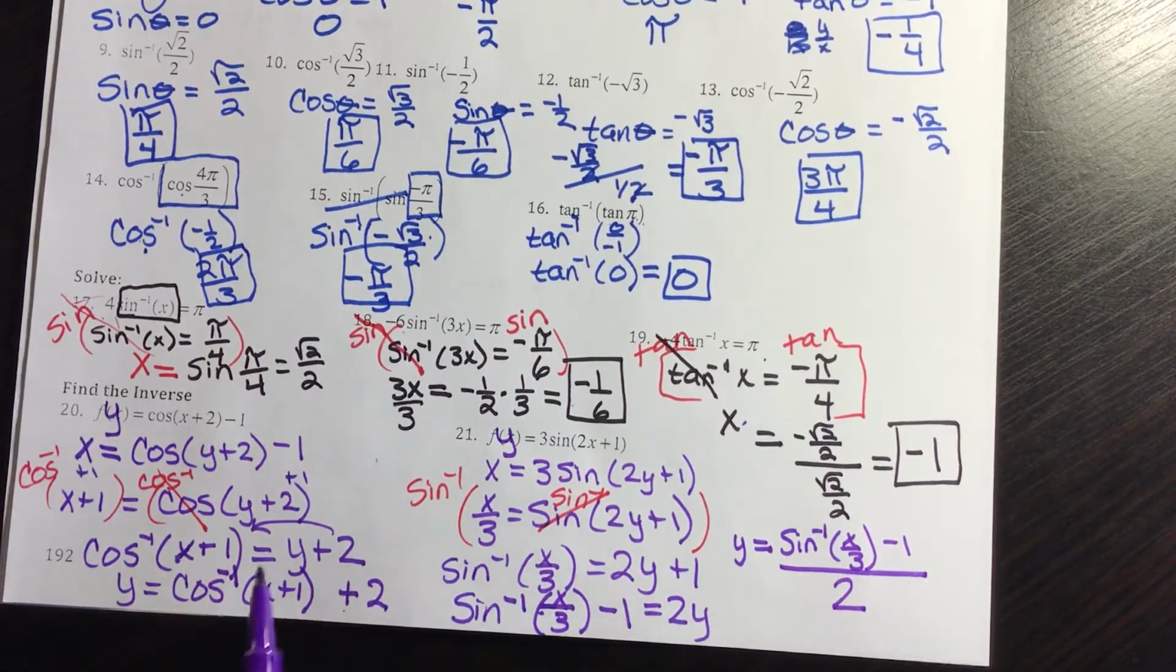Okay? So flip x and y, solve for y, and you're going to have to use an inverse trig function to undo the trig function that's there.